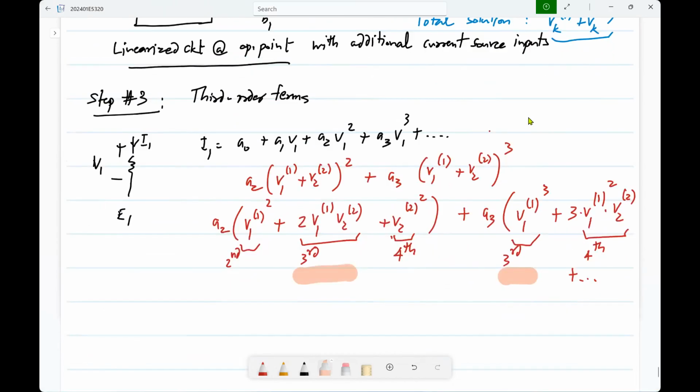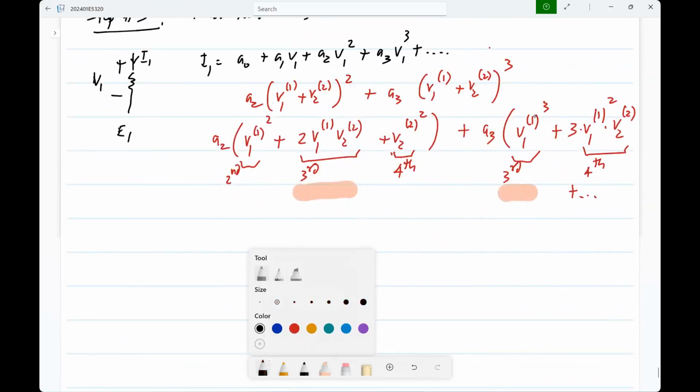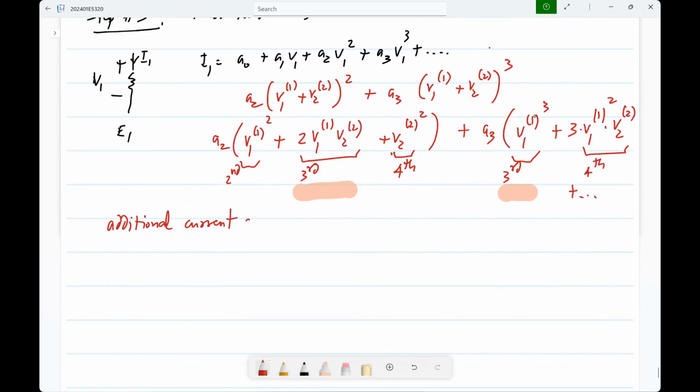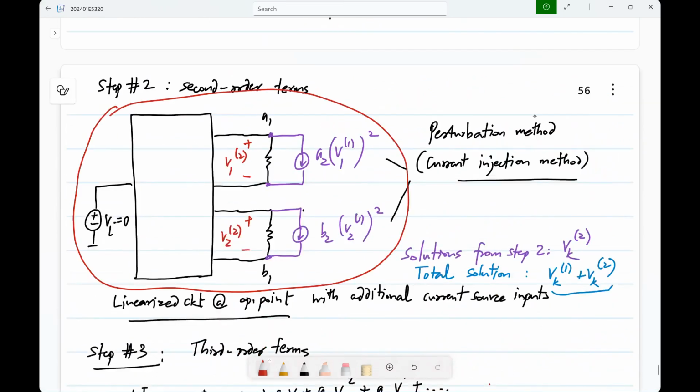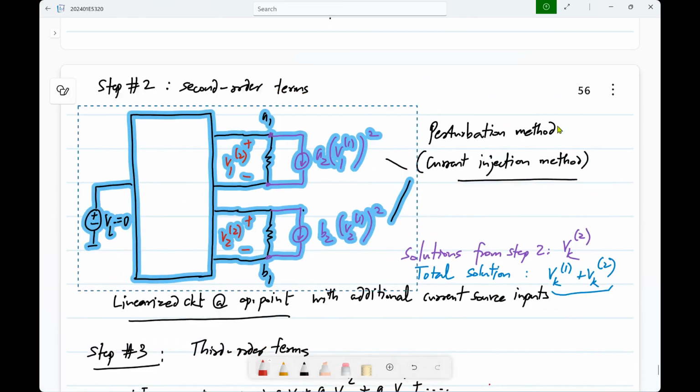So in this case, the additional current source, this will be times 2 plus A3 times V1 cube. Okay. So everything is exactly the same as this one, except now the current sources you consider are different. Okay.